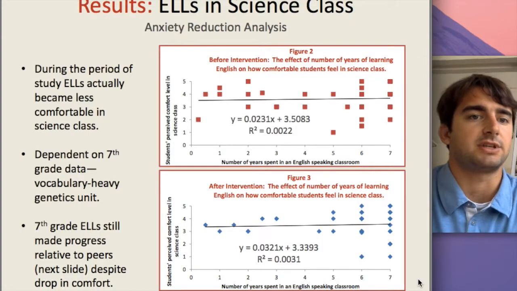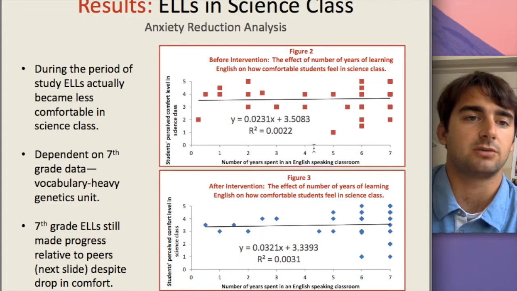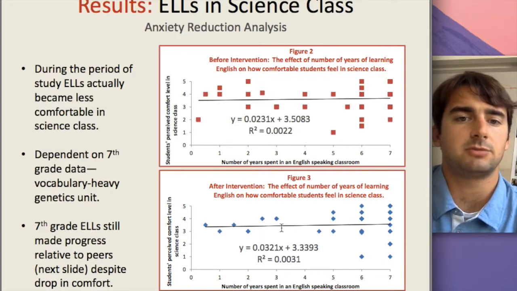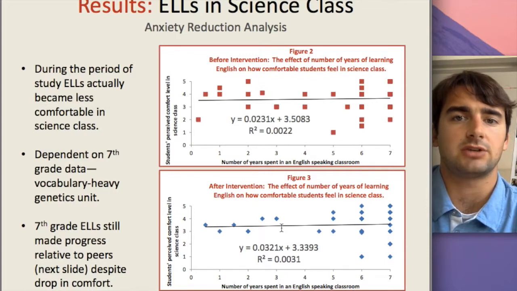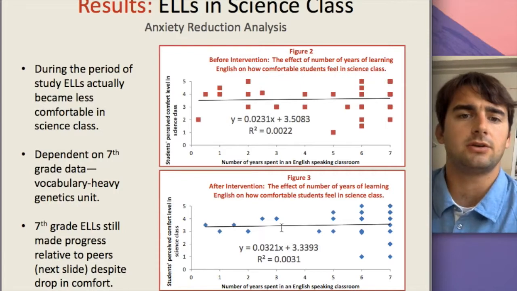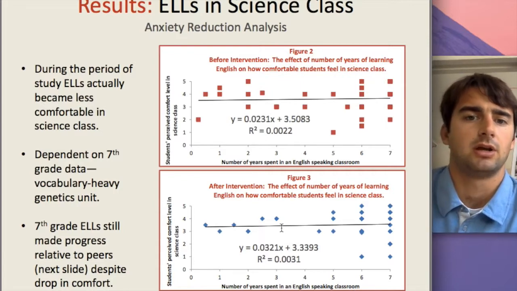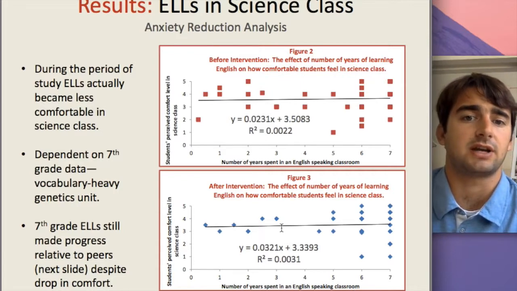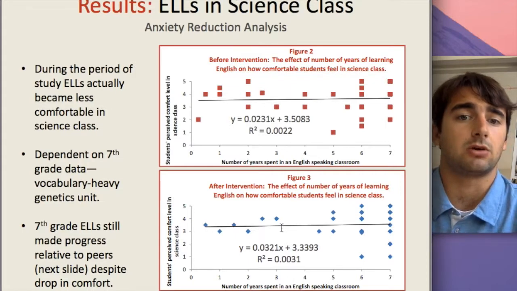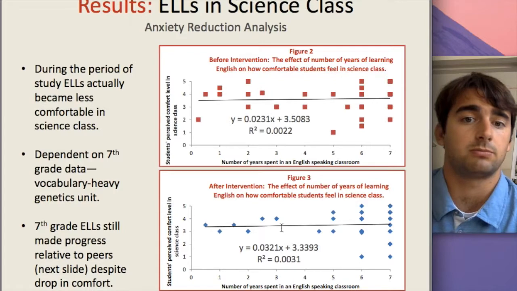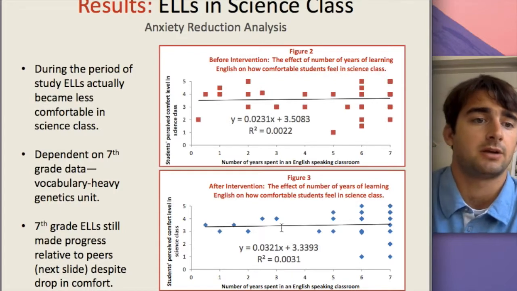Let's dissect some of the data. In the results section, we noticed that anxiety actually increased for ELLs relative to their peers after the study. This seems to be due to the 7th grade genetics unit. In that unit, there was complex vocabulary, which actually increased the anxiety of ELLs. Later on, we'll see that this may not actually correlate to lower performance on assessments.